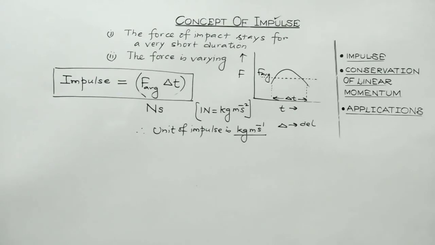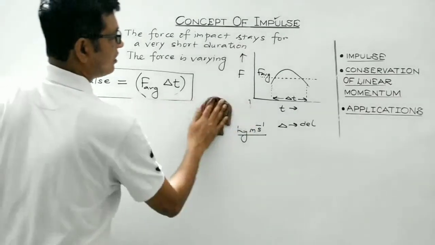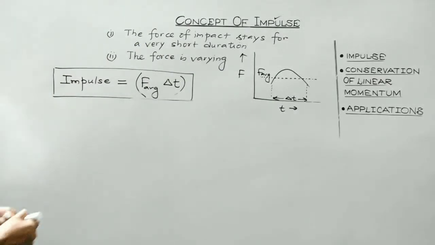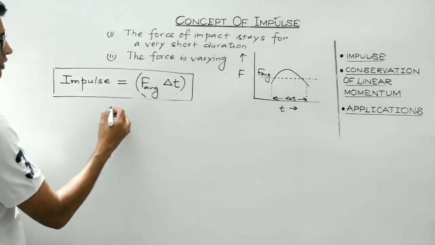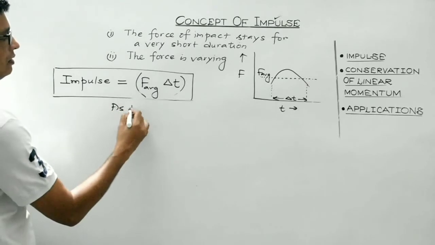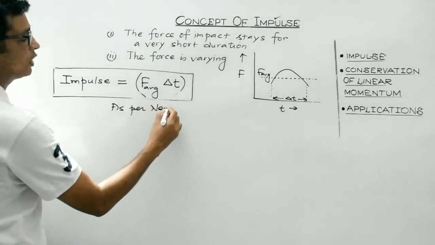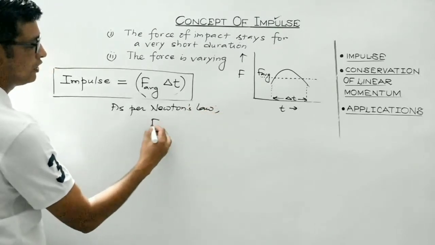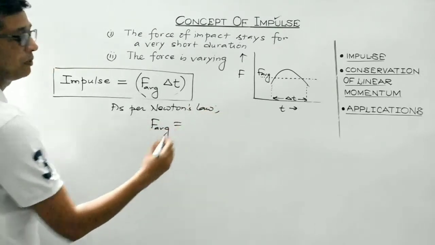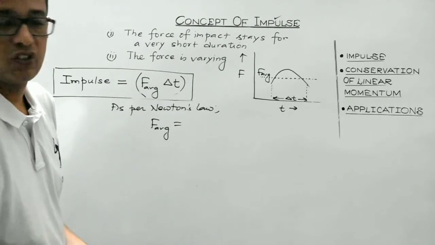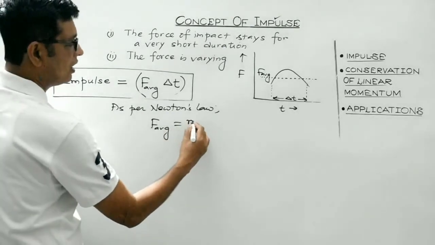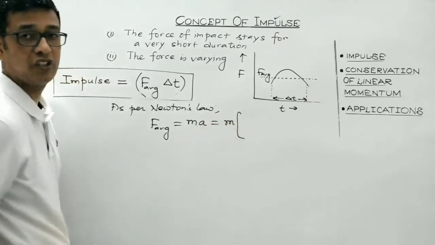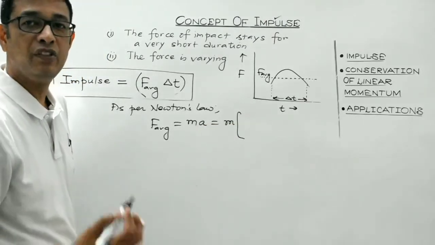So we will see the relationship between impulse and momentum. Now let's try to get the relationship between impulse and momentum. As per Newton's law, we are aware that this average force is given by mass into acceleration, right? It is given by mass into acceleration. What is acceleration? It is the time rate of change in the velocity.